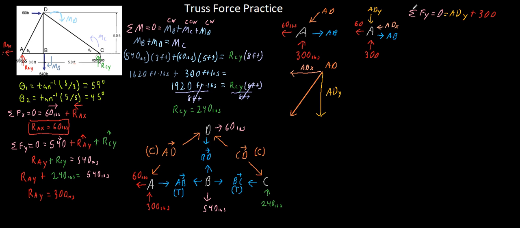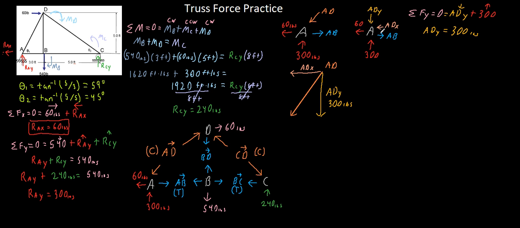And then I'm going to look and say, well, 300 is going up and ADY is going down, so I'm just going to set these equal to each other. ADY, the downward force, equals our upward force, which is 300. So, okay, we know ADY equals 300 pounds. We can rewrite that here if we want to. We don't need ADY anymore. We know the Y component of vector AD is 300 pounds.